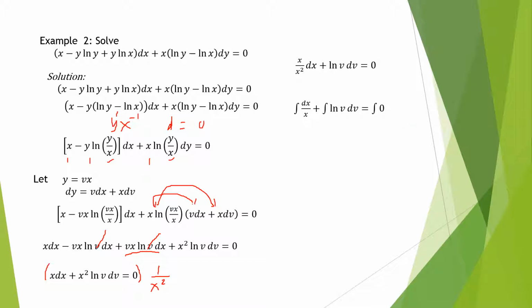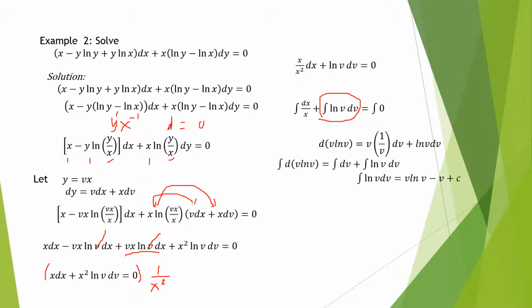Now this portion is integration by parts, so we are expecting a v ln of v there. Let's take the derivative of v ln of v, which is v times the derivative of ln of v, which is 1 over v dv, plus ln of v times the derivative of v, which is 1. Now integrate both sides: the integral of the derivative of v ln of v equals the integral of dv plus the integral of ln of v. You notice I can already integrate ln of v: the integral of ln of v dv is v ln of v minus v plus c.